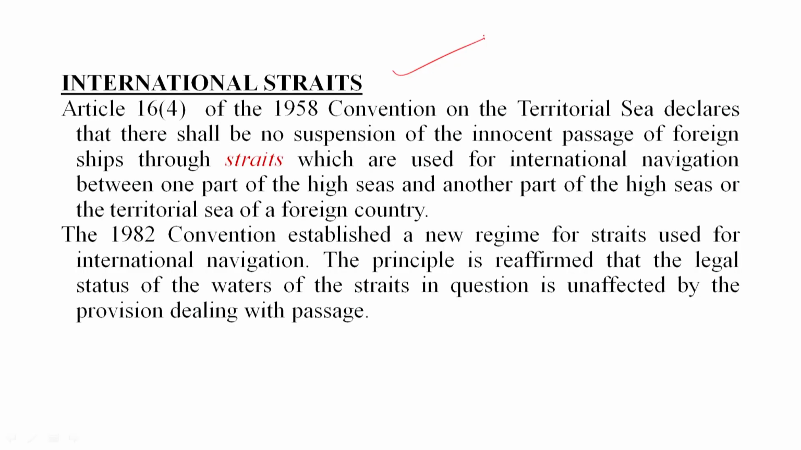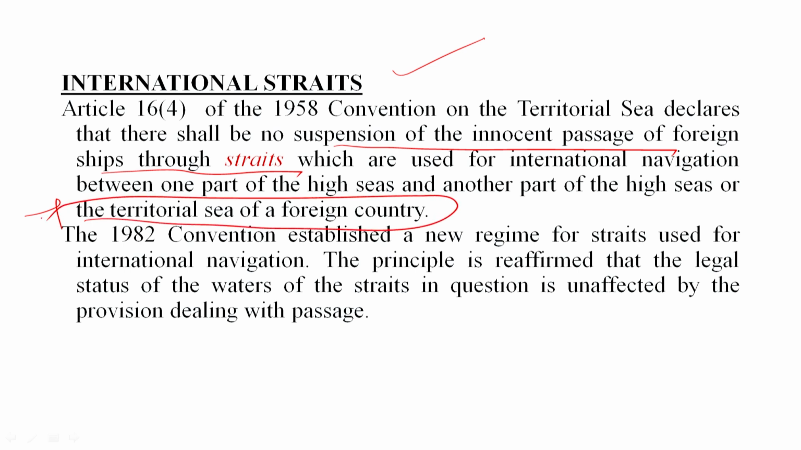Article 16, Clause 4 of the 1958 Convention on the Territorial Sea declares that there shall be no suspension of innocent passage. You see here, no suspension of innocent passage of foreign ships through straits which are used for international navigation between one part of the high seas and another part of the high seas or the territorial sea of a foreign country, even if it is connecting the territorial sea of another country.